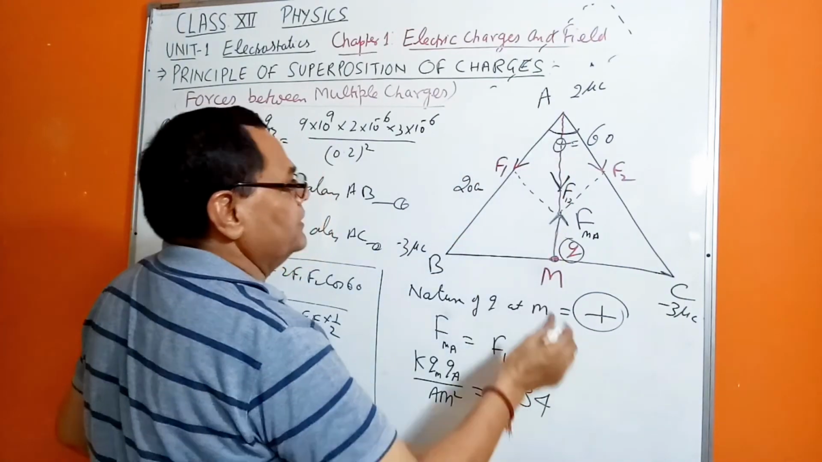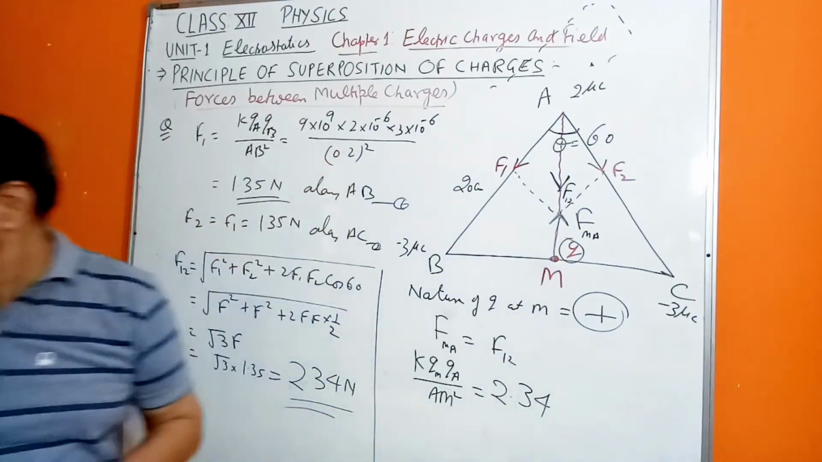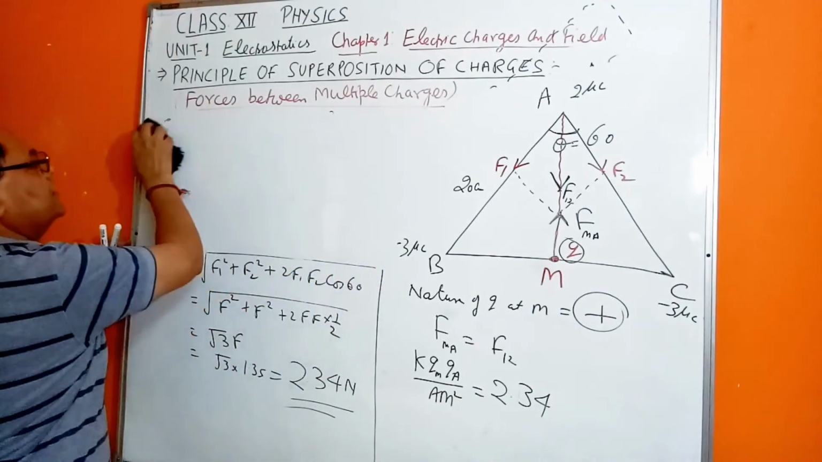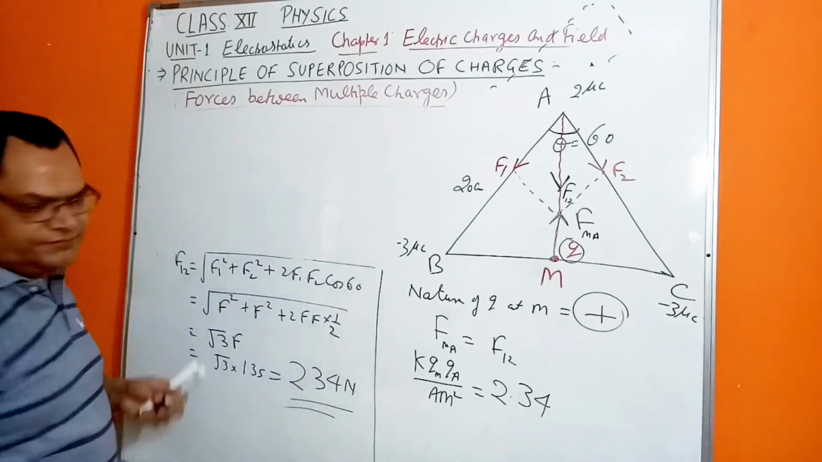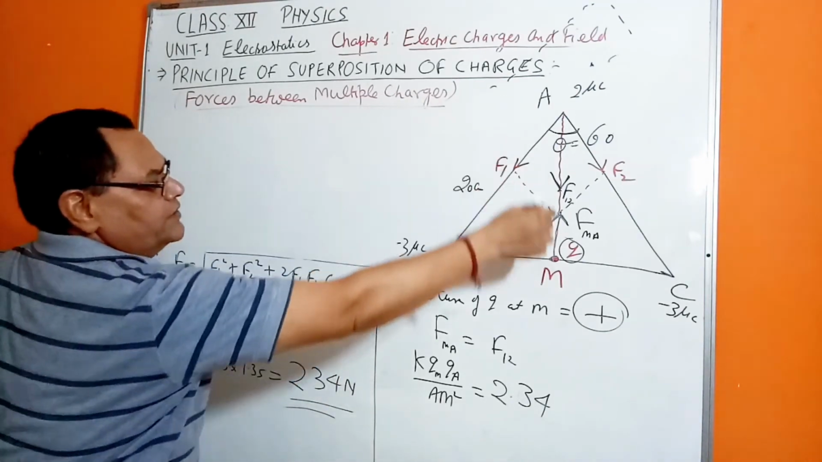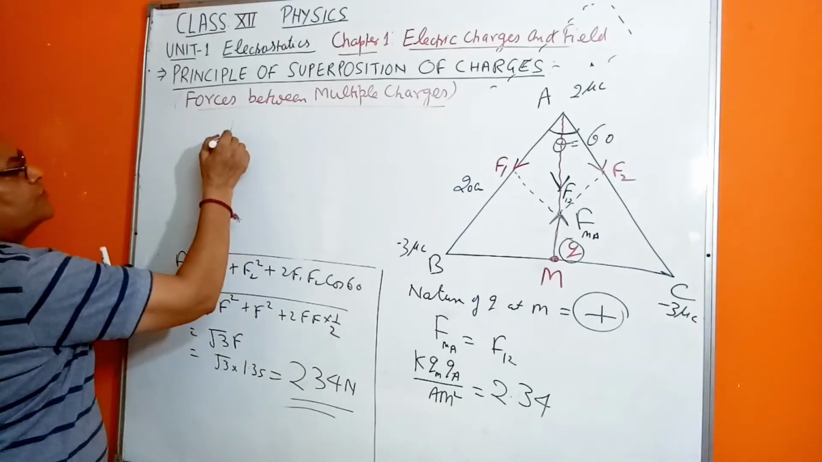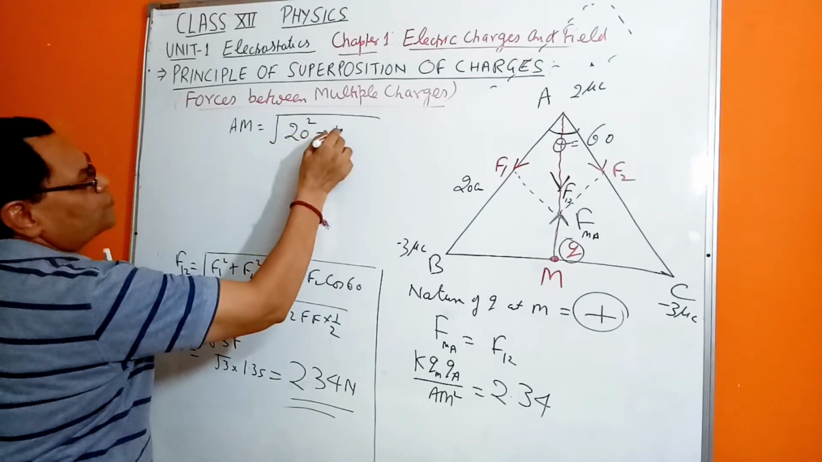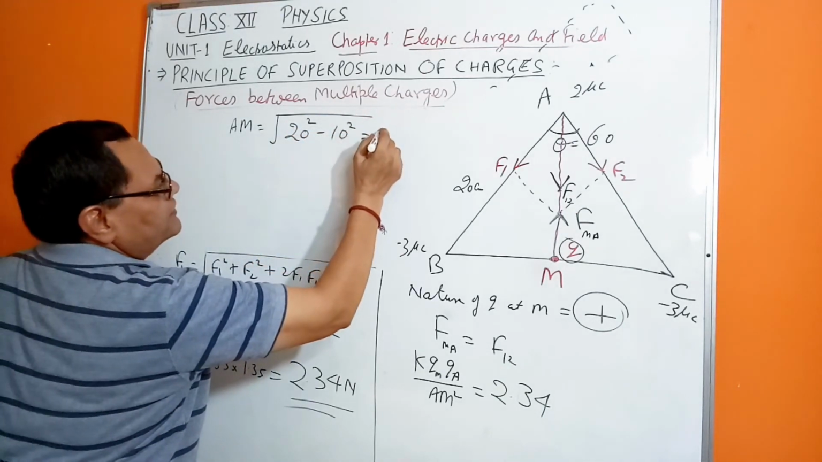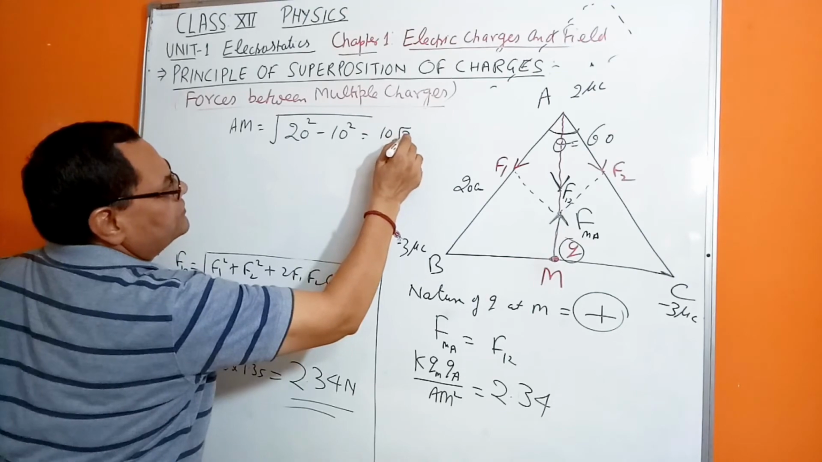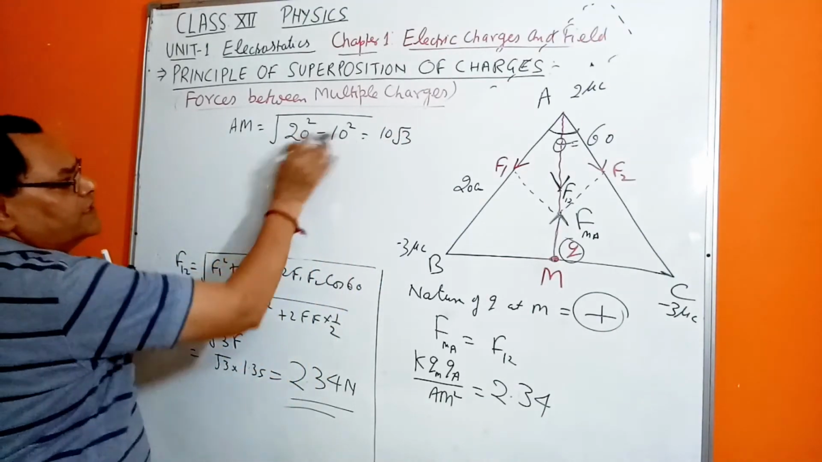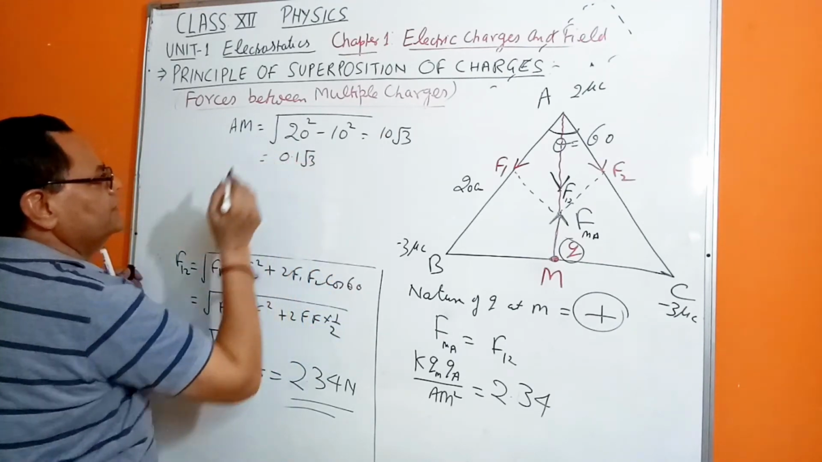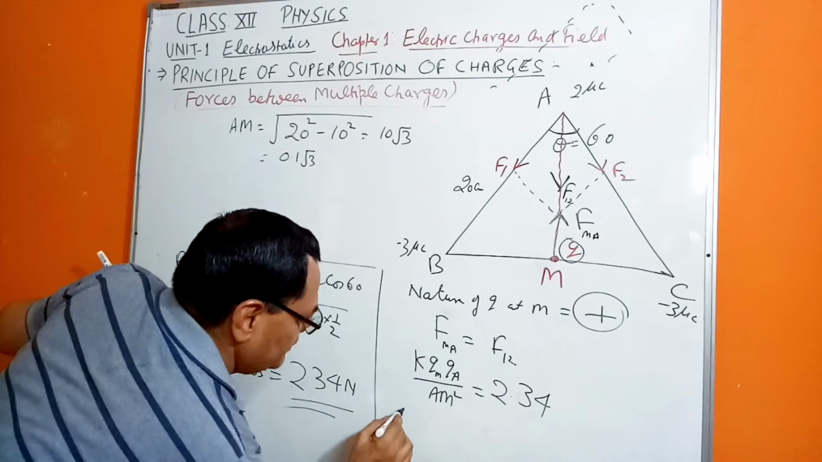You can easily find out, okay? So let me just get it. See, there are mathematical calculations, so it takes longer time. So what is AM here? You can use any one of the triangles. So AM will be equal to root of 20 square minus 10 square. So I think this will be 10 root 3. 400 minus 100 is 300. Okay, like this. Or in meters it should be equal to 0.1 root 3. So you got this.